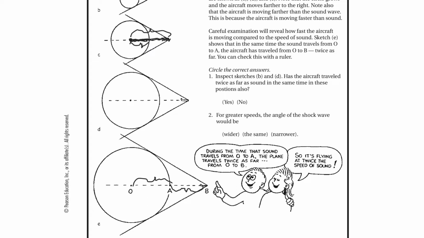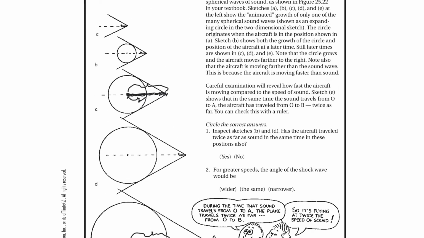So your first question is, look at B and D. Okay, so B and D, which are simply earlier times, are they also going twice the speed of sound? So I am going to put my little ruler on top of this iPad and see what we got. Okay, so let's do B.